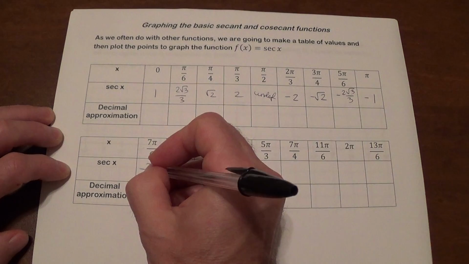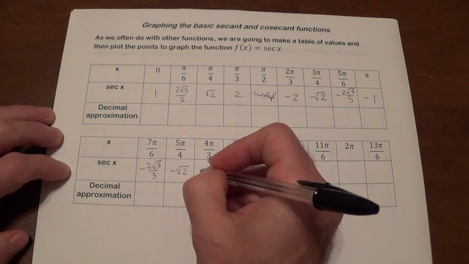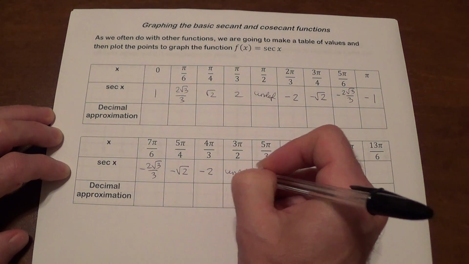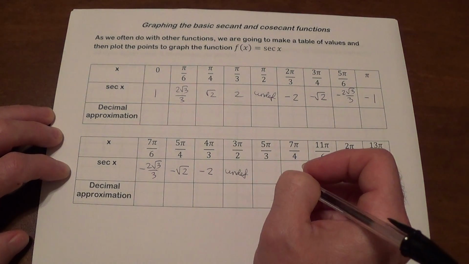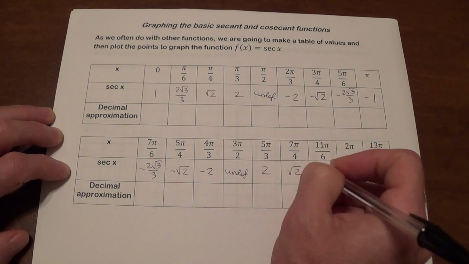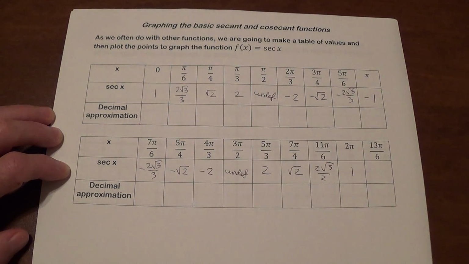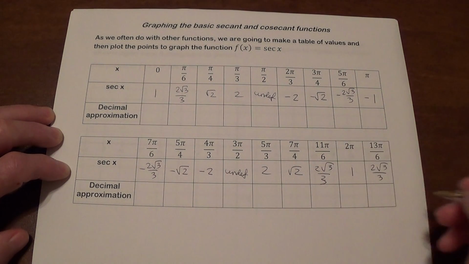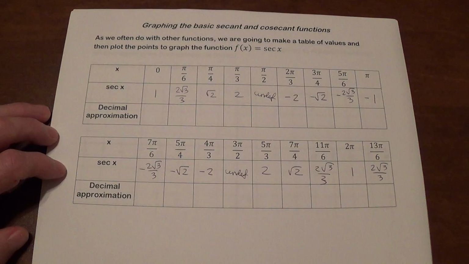Continuing, negative 2 square root of 3 over 3, negative square root of 2, negative 2. At 3 pi over 2 it's going to be undefined again. And at 5 pi over 3 it is going to be 2. And here's going to be square root of 2, 2 square root of 3 over 3, and then 1, and then 2 square root of 3 over 3. Right? And let's go ahead and write decimal approximations so we can graph it.